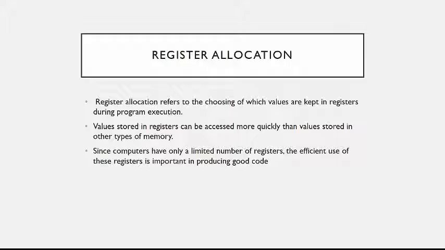Next, register allocation. Register allocation refers to choosing the values which are kept in registers during the program execution. Values stored in registers can be accessed more quickly than values stored in other types of memory. Since computers have only a limited number of registers, the efficient use of these registers is important in producing good code.